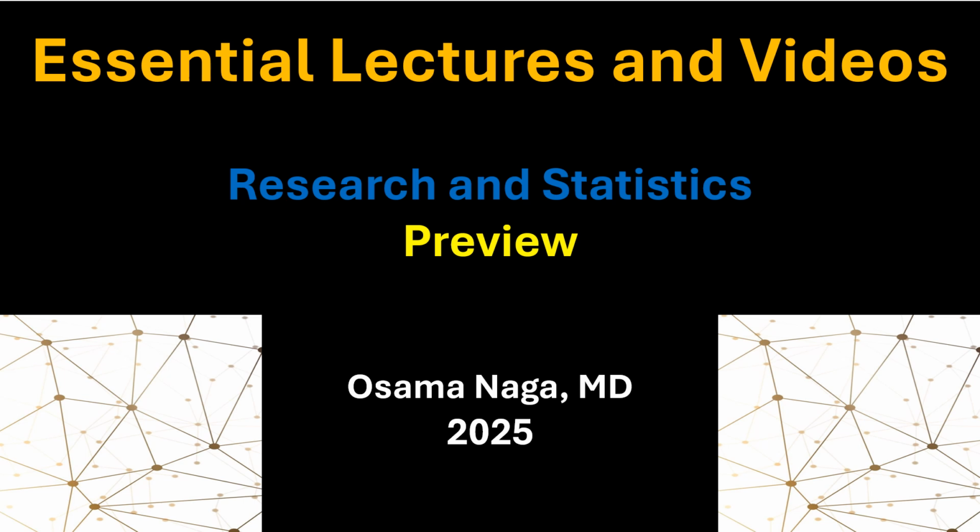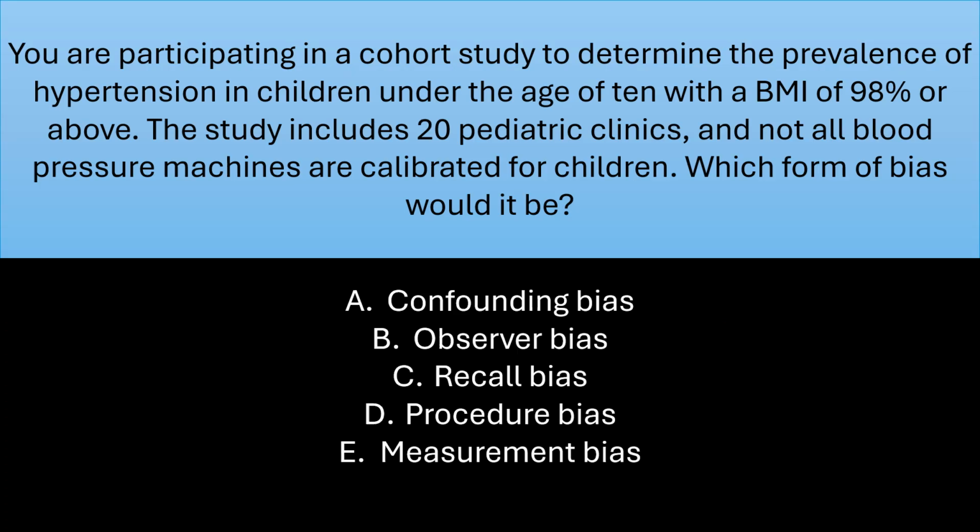We'll start research and statistics. We'll start with a case scenario. You are participating in a cohort study to determine the prevalence of hypertension in children under the age of 10 with a BMI of 98 percentile or above. The study includes 20 pediatric clinics, and not all blood pressure machines are calibrated for children.